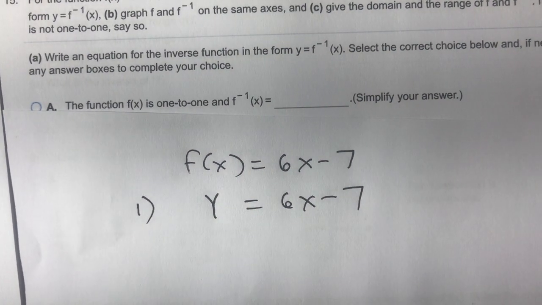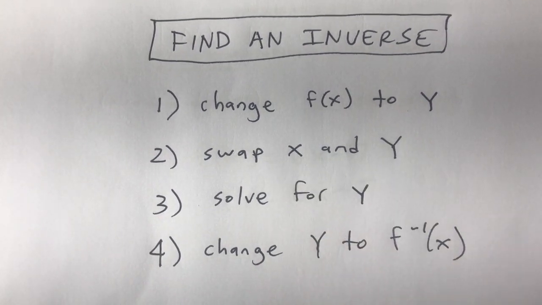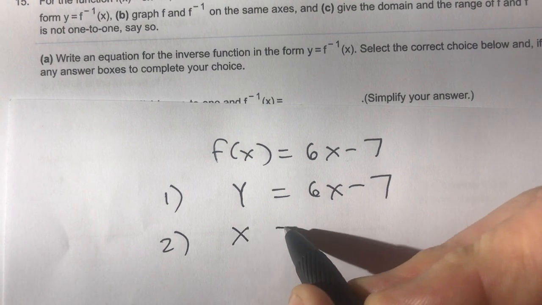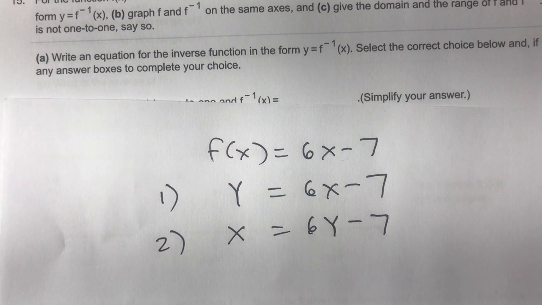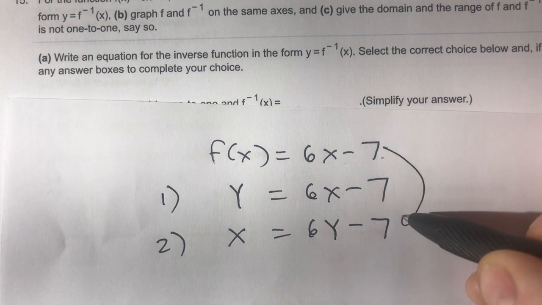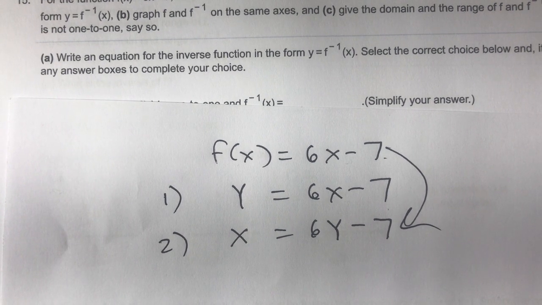Okay, that was easy. All right, now step 2, I swap x and y. So step 2 here, I'm going to change y to x, and I'm going to change x to y. And so there you go, swap them. That was easy. Now what you can do is just go straight from this to that, really, and do both of those steps at once if you want to.